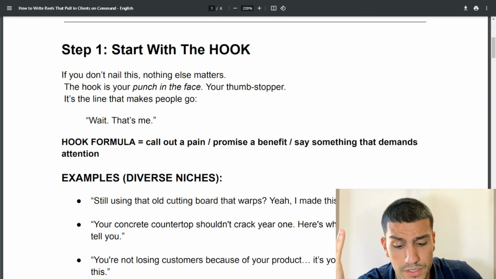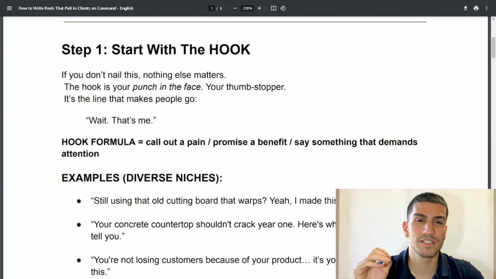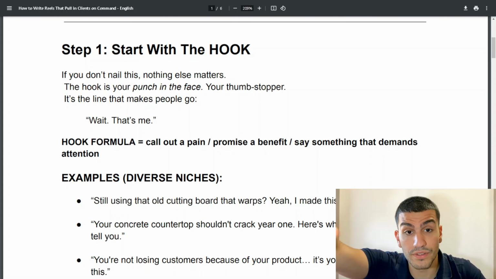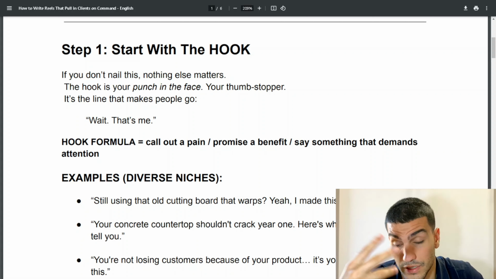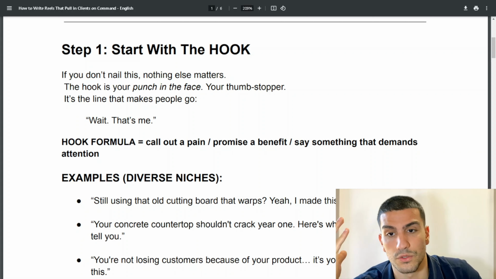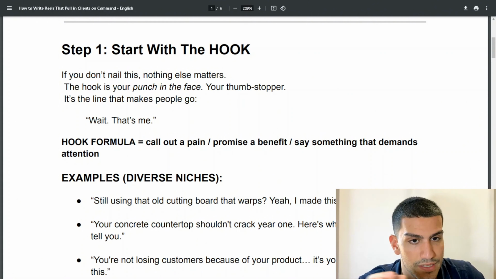So, step 1, right? As they usually say, you either hook them or lose them. That's why we always start with the hook. Because at this point, Instagram doesn't really care if your reel was helpful if it didn't grab people's attention in the first 2 seconds. It's gonna get ignored by the algorithm. So if you don't nail this, nothing else matters.